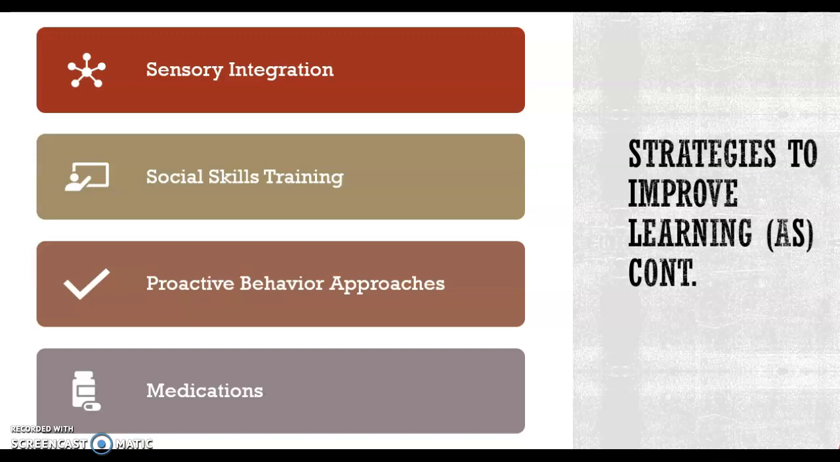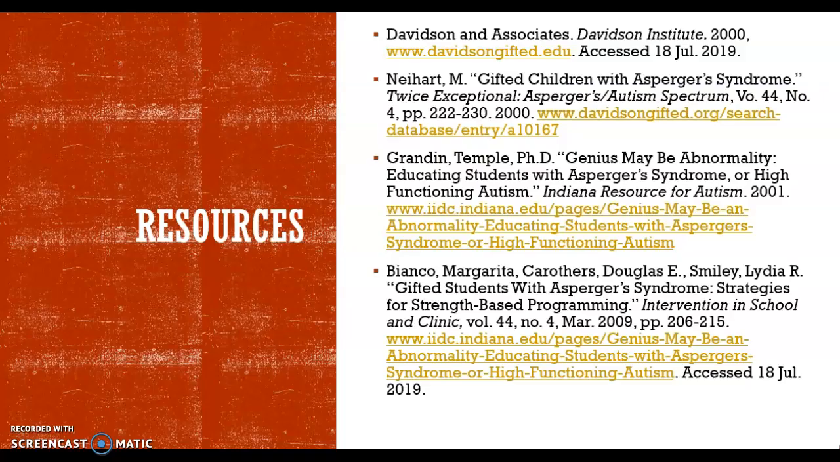And then the last thing is medications. And a lot of times medications can significantly improve the quality of life of an Asperger's child. So when they exhibit compulsive or aggressive behaviors that interfere with their school adjustment, then medication may be needed. So that is something that the parents would need to talk to their doctor about.